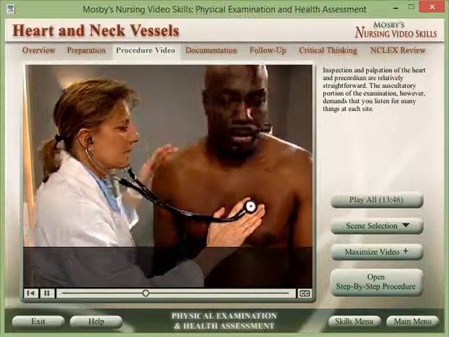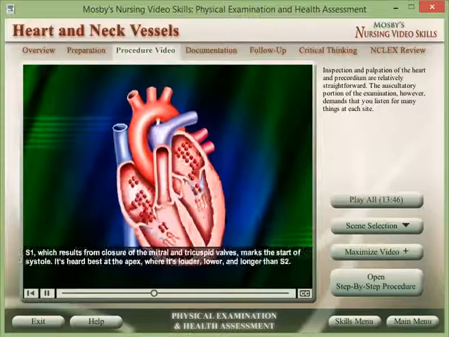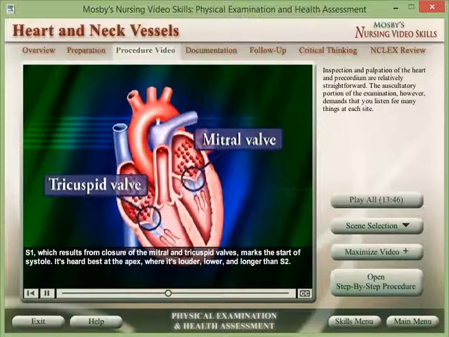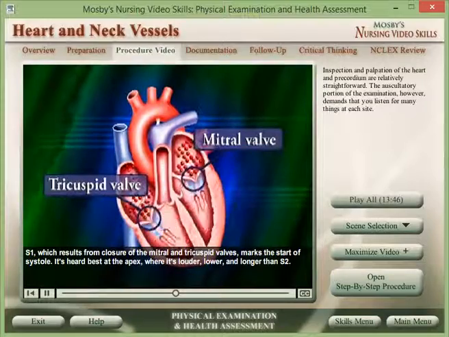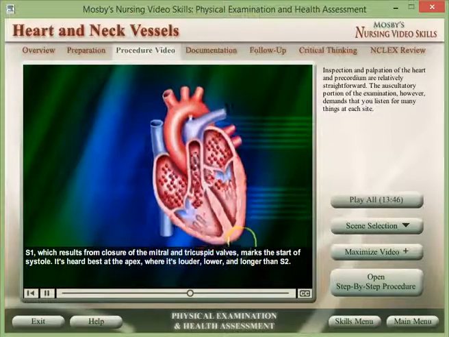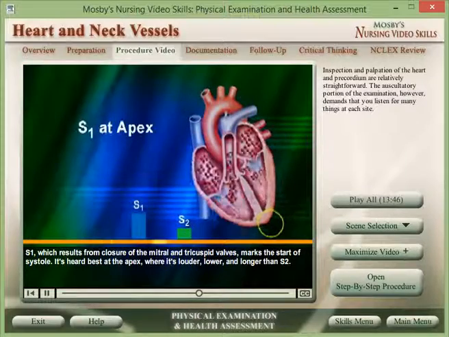Okay, breathe normally. S1, which results from closure of the mitral and tricuspid valves, marks the start of systole. It's heard best at the apex, where it's louder, lower, and longer than S2.